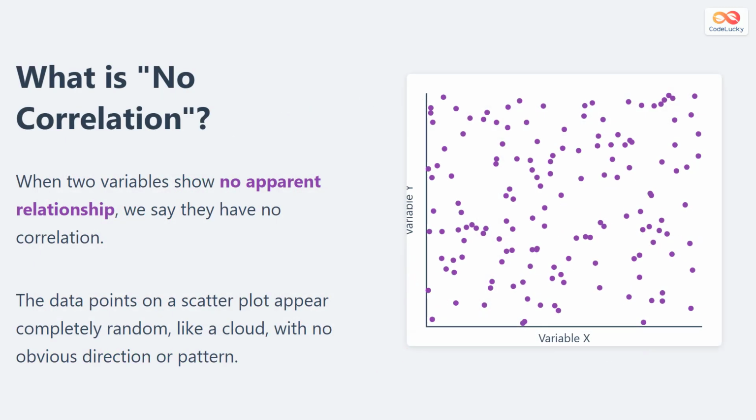When two variables have no correlation, it means there is no apparent relationship between them. On a graph, the data points look like a random cloud, with no clear direction or pattern. One variable's movement does not tell us anything about the other.